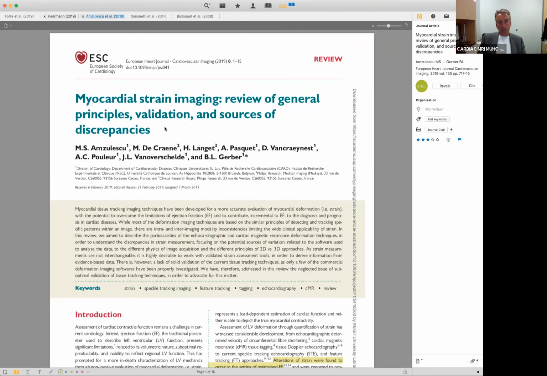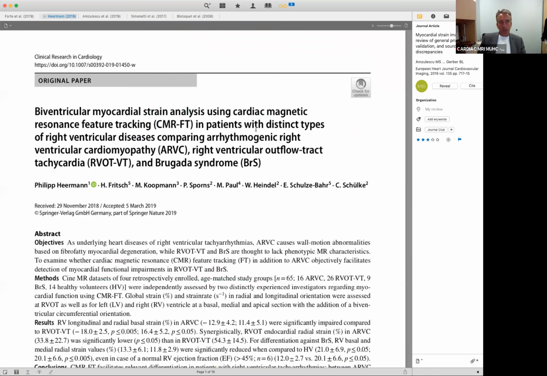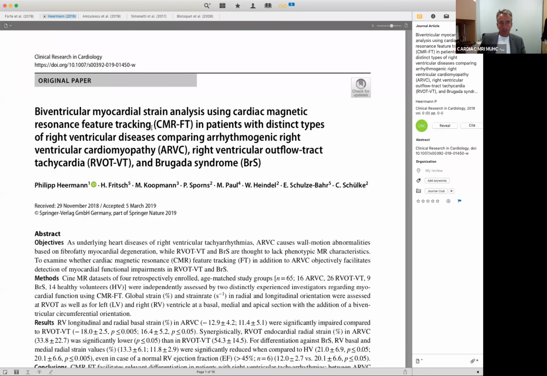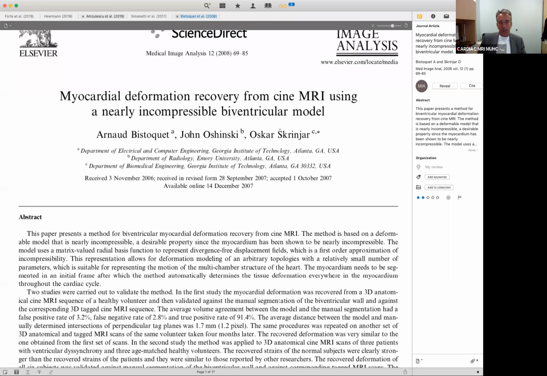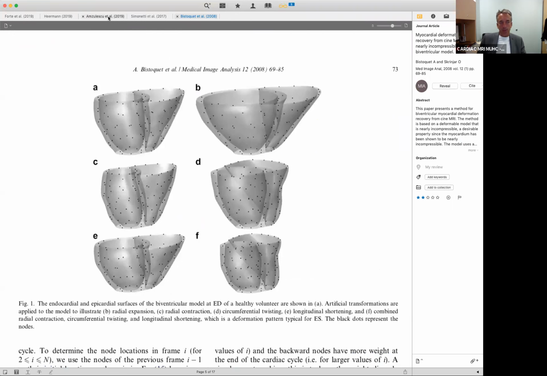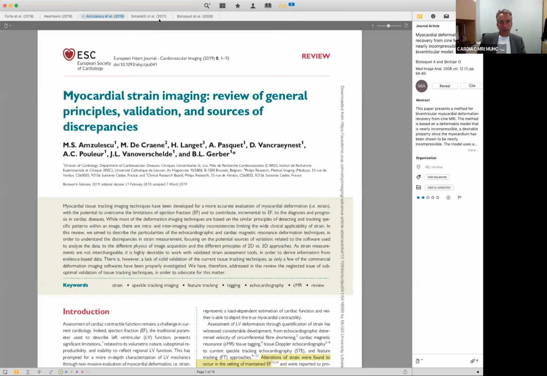And one of them was now published a few weeks ago in Clinical Research in Cardiology. And the paper is called Biventricular Myocardial Strain Analysis Using CMR Feature Tracking. Although since it's the method that has been published by Vistoke and co-workers, it's actually not feature tracking because there are no features in this. It is just basically deformation tracking, or the term was coined tissue tracking, because you actually look at the entire tissue as such and not at certain features.